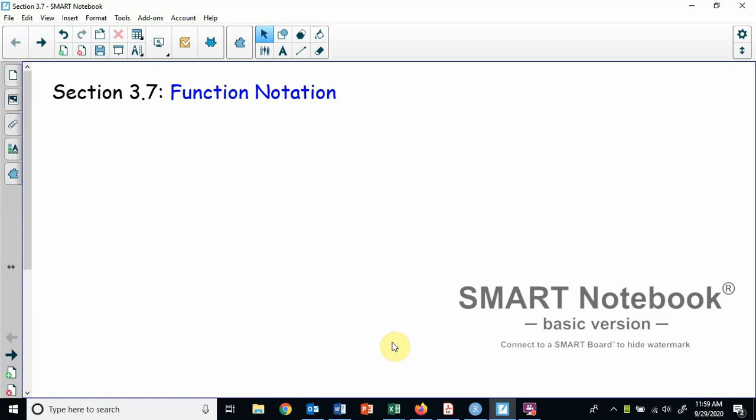This is the last section in this chapter, and so we'll be testing. This is on function notation.